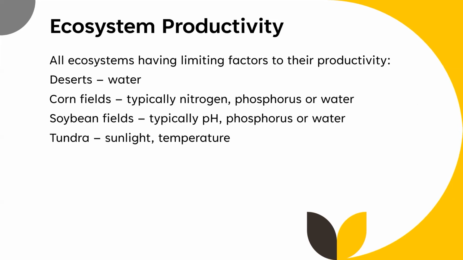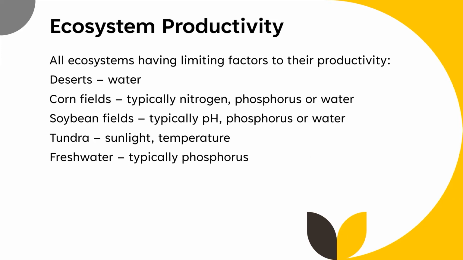An ecosystem like tundra, in the wintertime, is going to be very restricted by sunlight. It's cold enough that the plants get covered by snow, and depending on how far north you go, the hours of sun in the day are limited, and temperature as well limits productivity there.